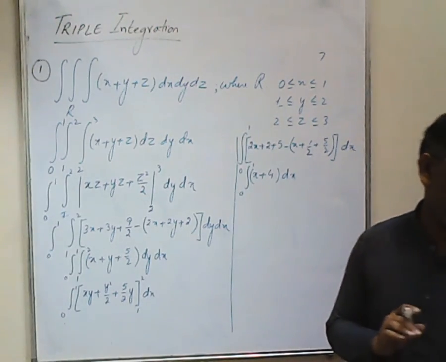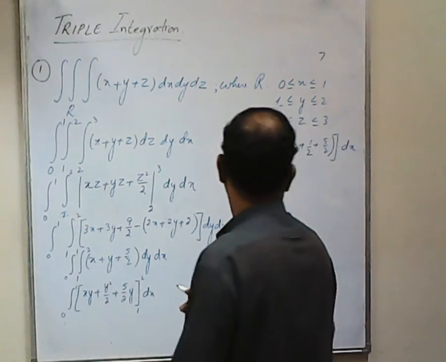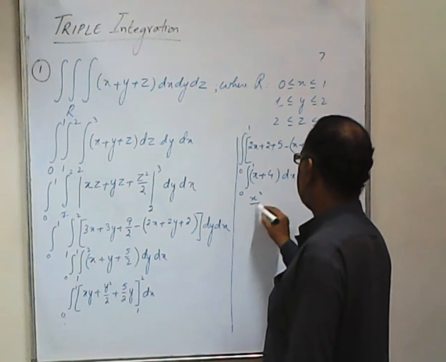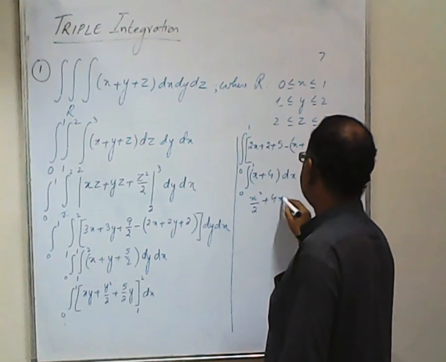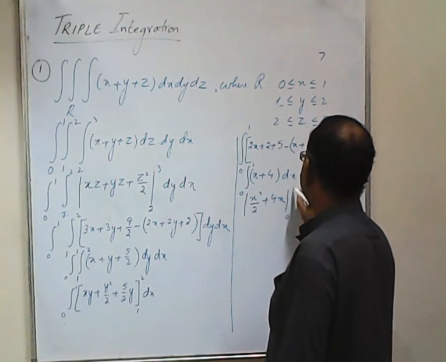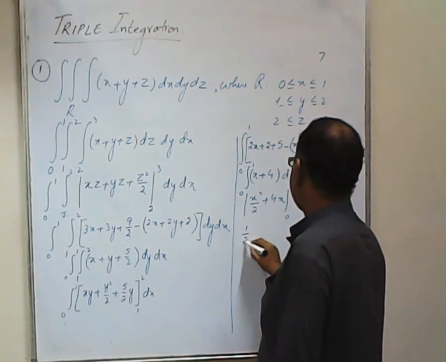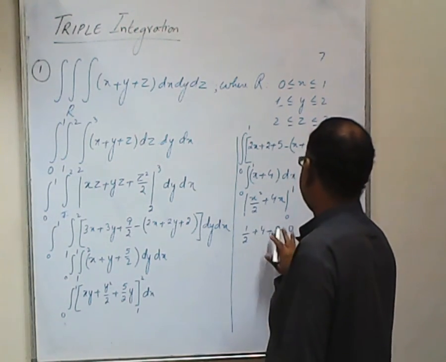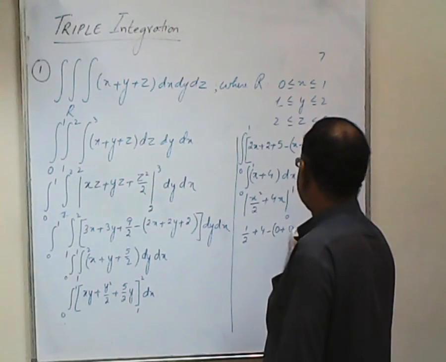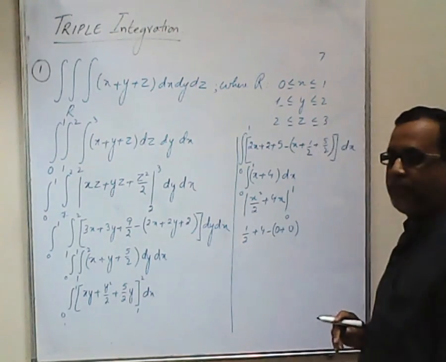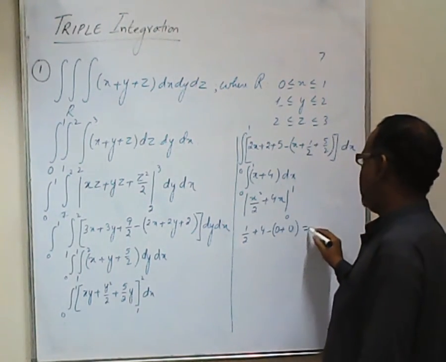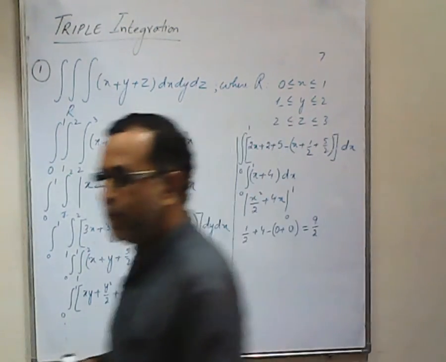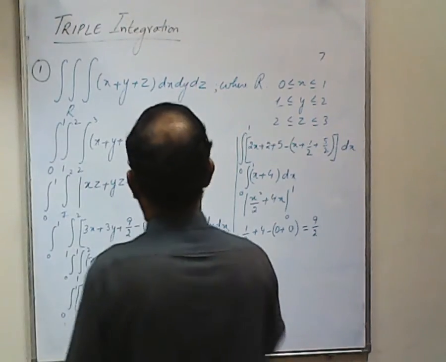Now just integrating with respect to x, so x square by 2 plus 4x, and substituting the limits 0 to 1. So this is 1 by 2 plus 4, plus 0, minus the lower limit 0 plus 0. So this is simply equal to 9 by 2. So the answer is simply 9 by 2.